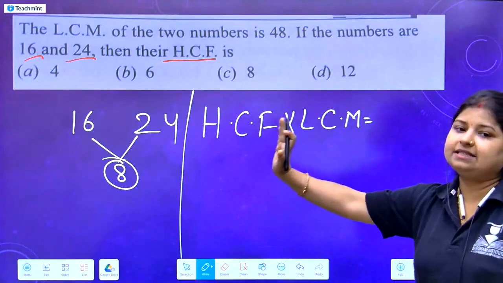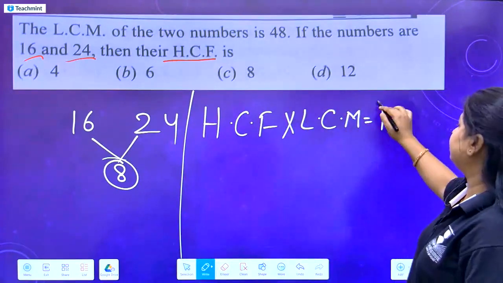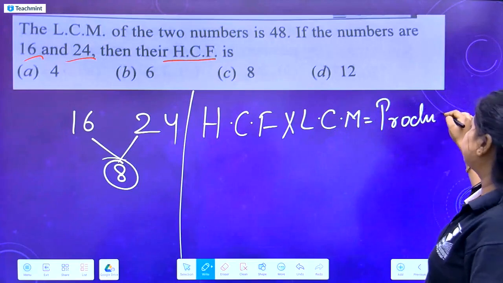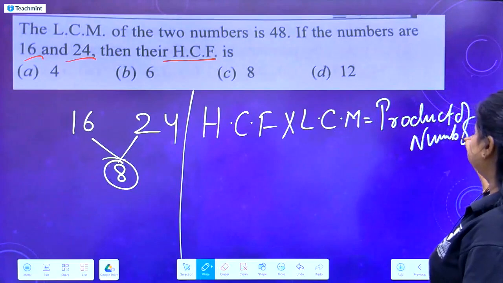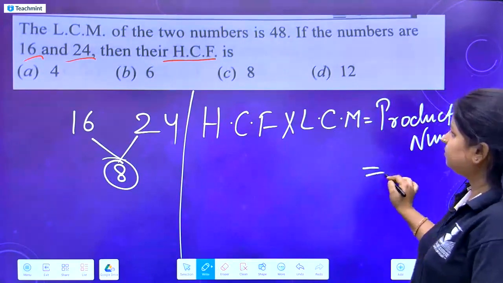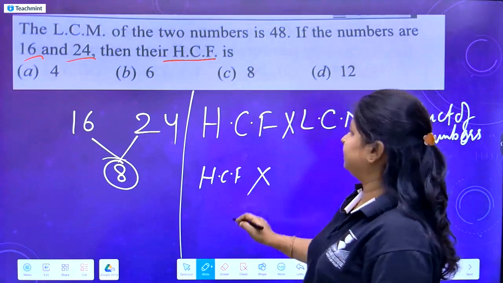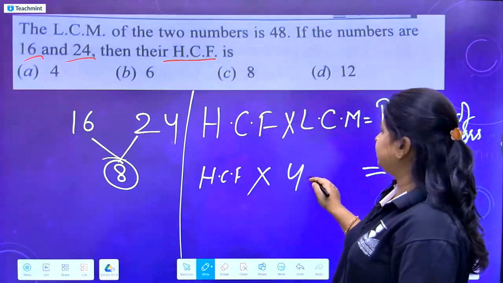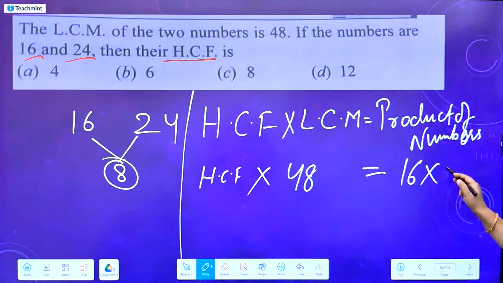The formula says HCF into LCM of the numbers is equal to the product of numbers. HCF, I don't know what is HCF. I have to calculate this. LCM, I know it is 48. Numbers, I know it is 16 into 24. I just put the value.